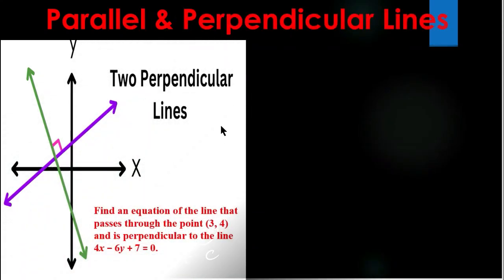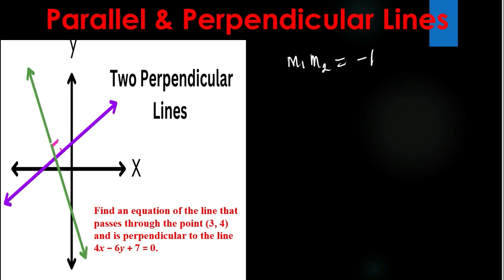Now, let's see perpendicular lines. Two lines are perpendicular when they cross each other at 90 degrees. That is, there's a 90 degree cross between them. The condition for perpendicular lines states that m1 times m2 is equal to minus 1. That is, if I multiply the slope of each of them by each other, I should get minus 1. Or m1 is the same thing as minus 1 over m2. Now let's get to it.